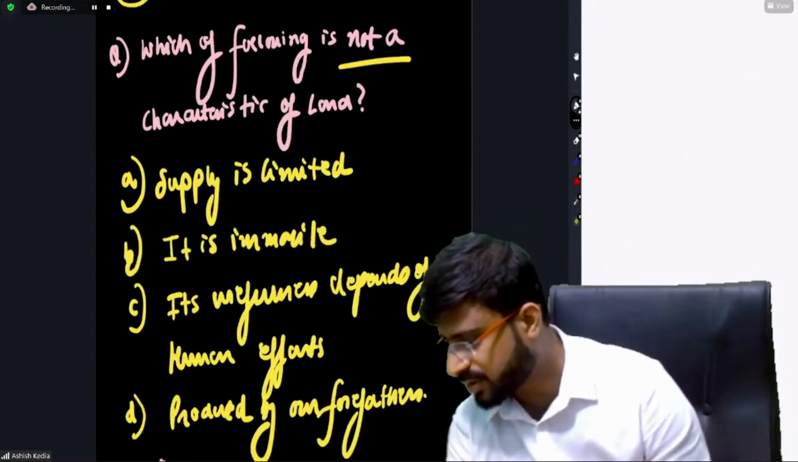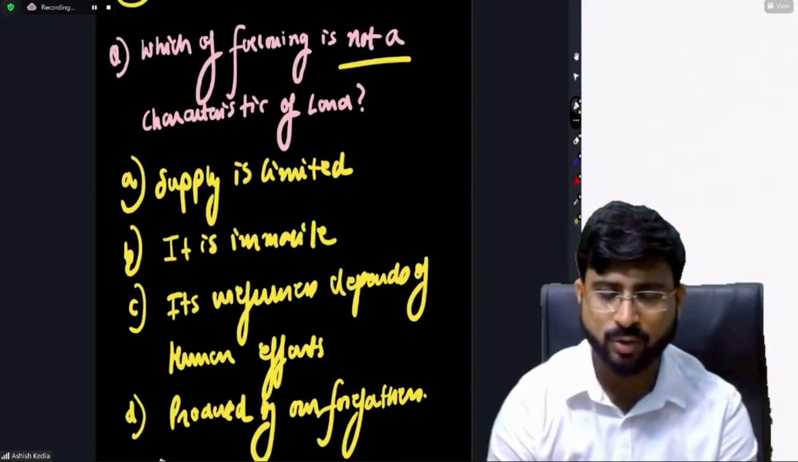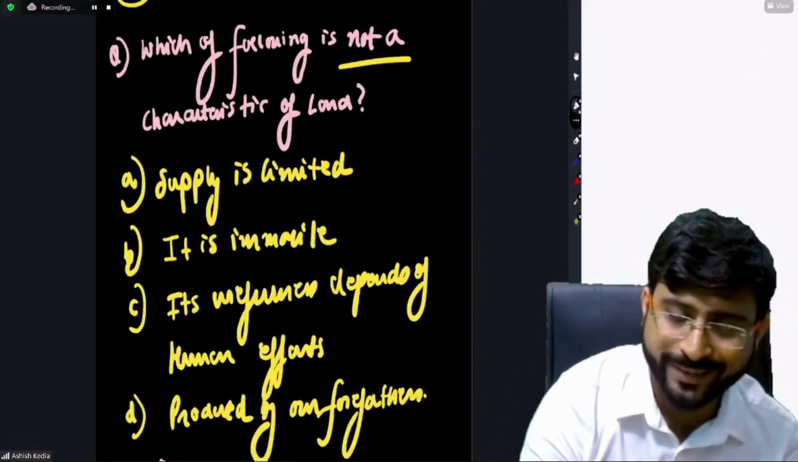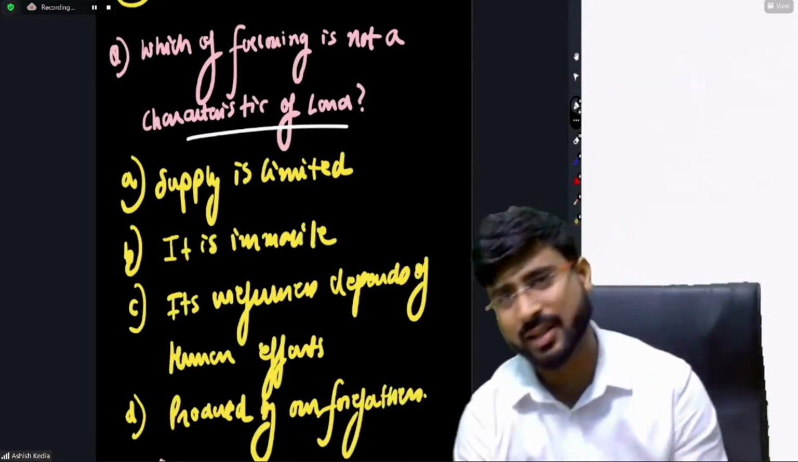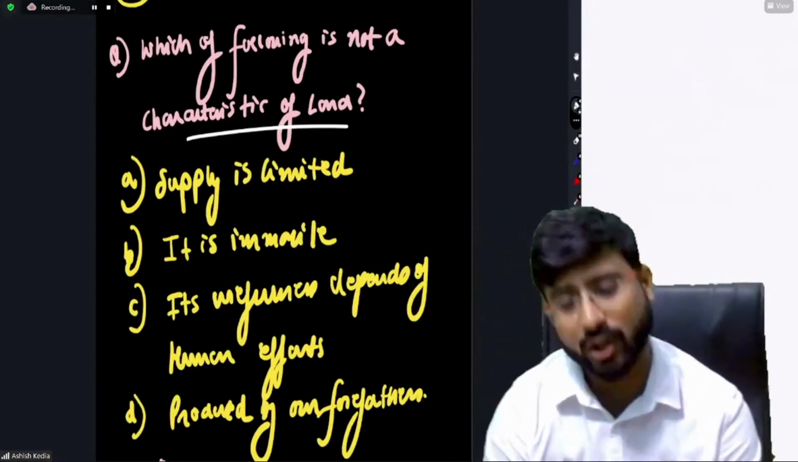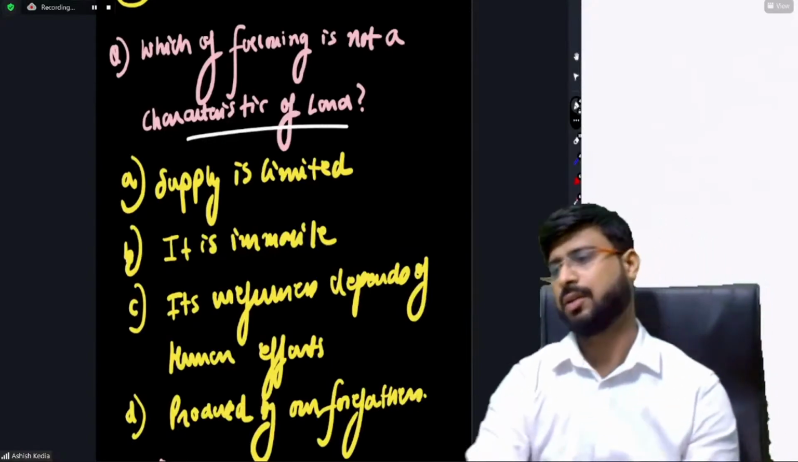Friends, if you have understood this, then I have a question from our last discussion. You will answer me that question. Which of the following is not a characteristic of land? I am not asking which is a characteristic. I am asking which is not a characteristic of land.